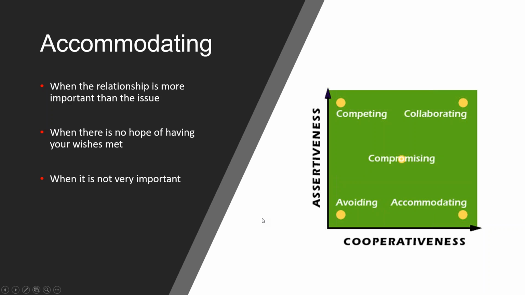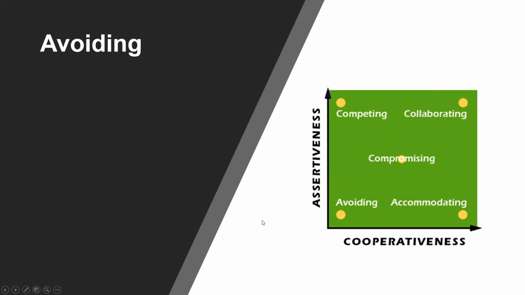Okay, so that's accommodation. Now, the next one is avoiding. As I said before, there is a time and a place to avoid, and have a look at your score on your diagnostic. So, when would you use avoiding? Okay, let's have a look.